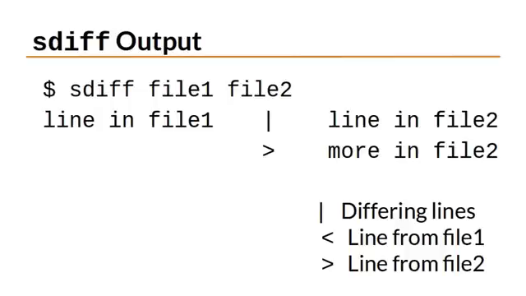In the sdiff output, the pipe or vertical bar character means that the text differs in the files on that line. You may also see the less than sign, which means that the line only exists in the first file. The greater than sign means that line only exists in the second file.